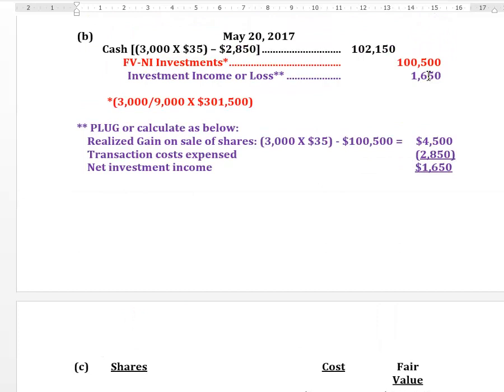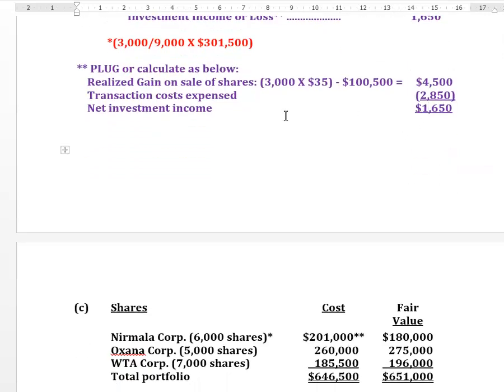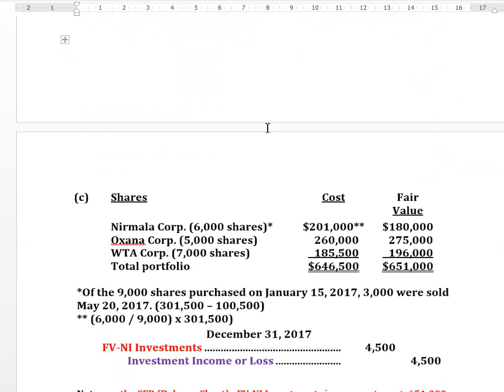You remember, you could either plug it or you could calculate it. Most students, by the way, plug it. I think it's just easier for them to do. But if you want to verify it or validate it, you go right ahead. $16.50, that's a credit. It's income, right? It's a credit.